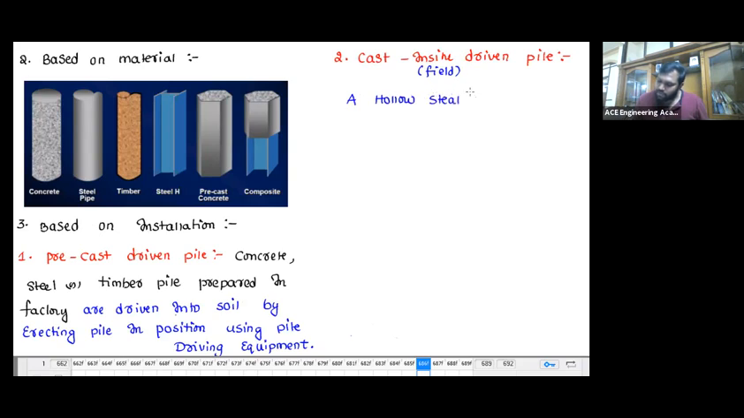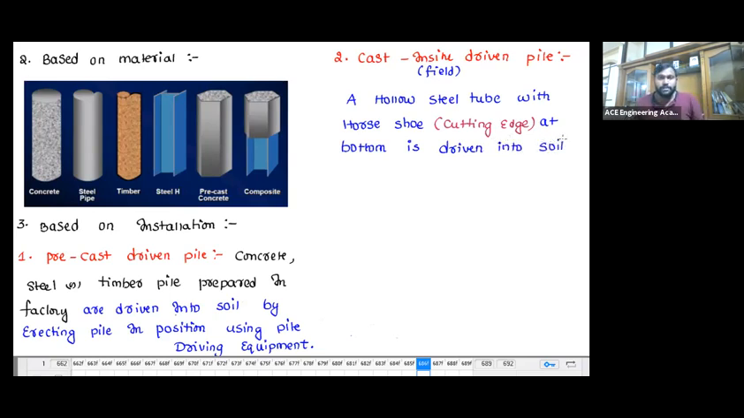steel tube with horseshoe, which means cutting edge, at the bottom is driven into soil.